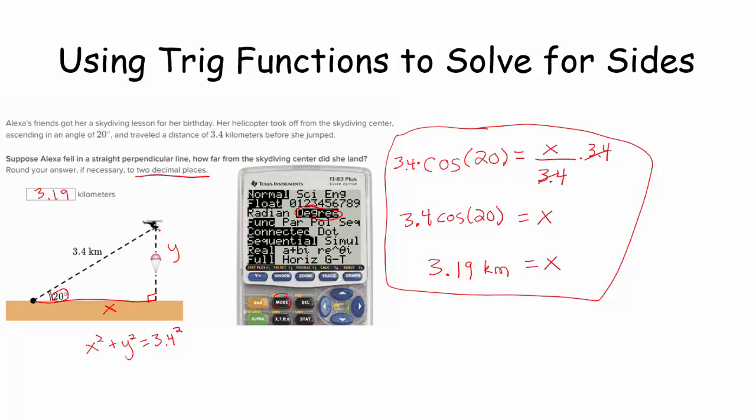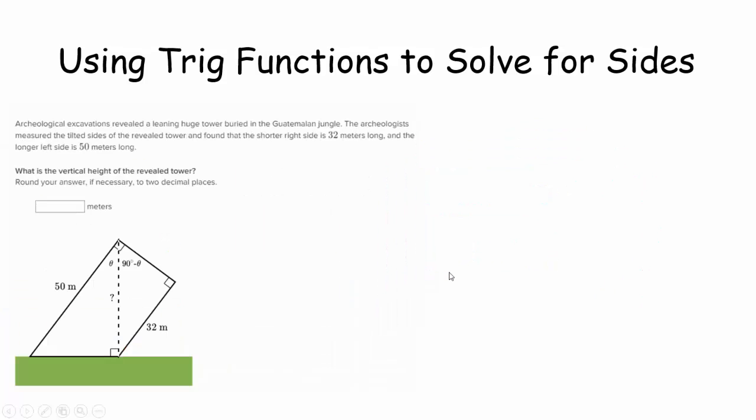If I happened to know the height that the helicopter was off the ground here, if I was given this height at the start of the problem, then I could have just done the Pythagorean theorem, x squared plus y squared equals 3.4 squared. If I knew y, then I could use the Pythagorean theorem to solve for x. So in a lot of these problems, you'll be using the Pythagorean theorem, and in a lot of them, you'll be using trig, and some you'll have to use a combination of both. So let's look at the next question here.